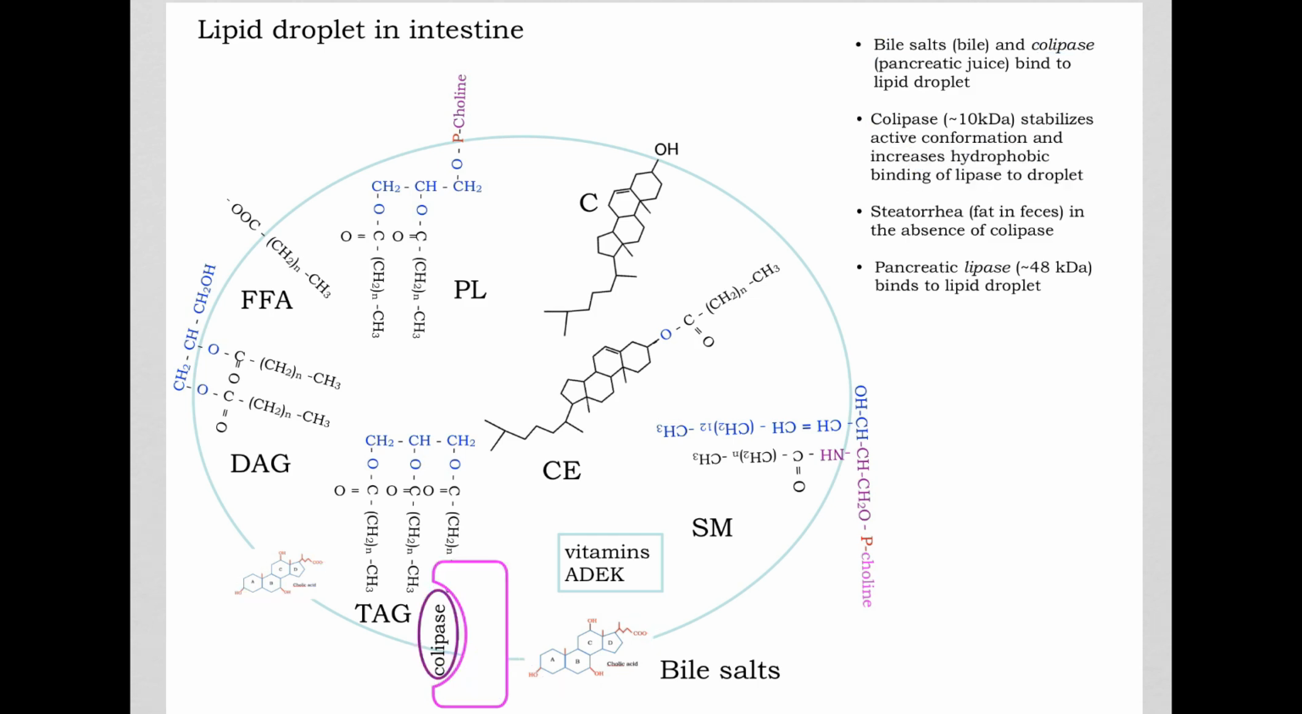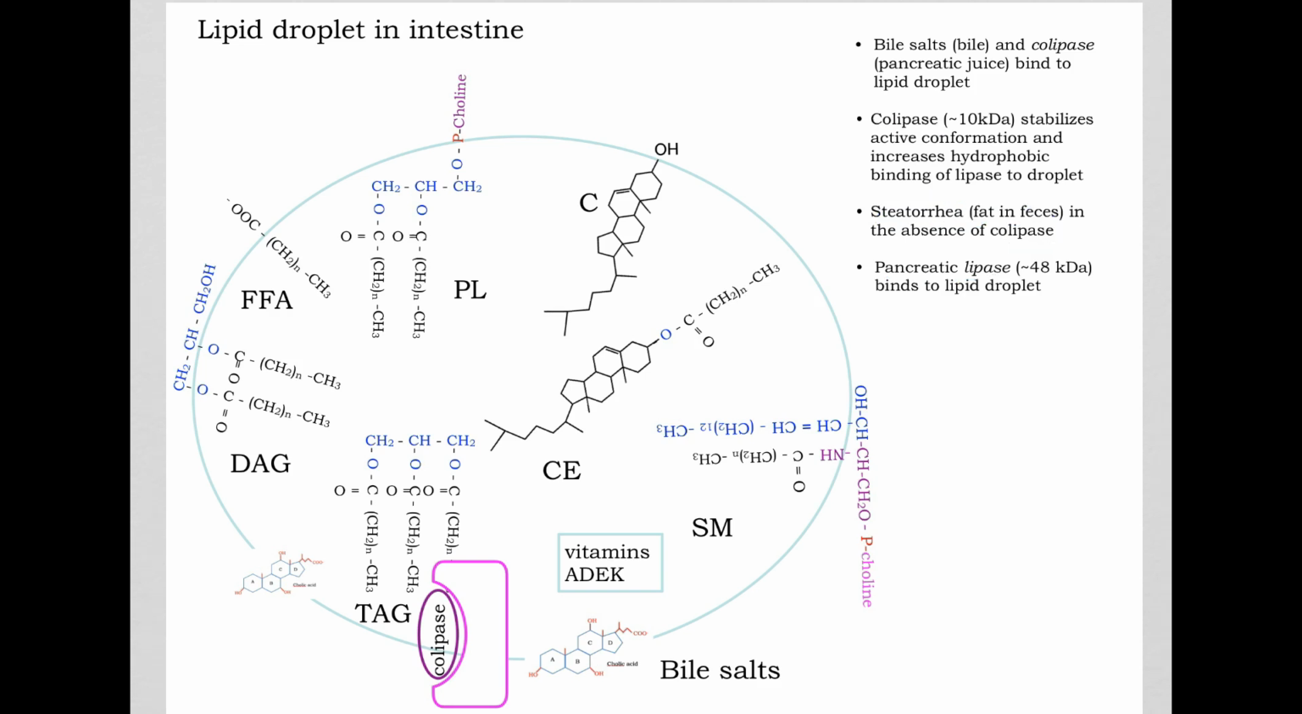Now pancreatic lipase will start hydrolyzing the triglycerides, start breaking down the triglycerides in the lipid droplets. But they can only do that in the presence of colipase. So if we did not have colipase, then the triglycerides will not be broken down and there will be fat in the feces, and that's called steatorrhea.